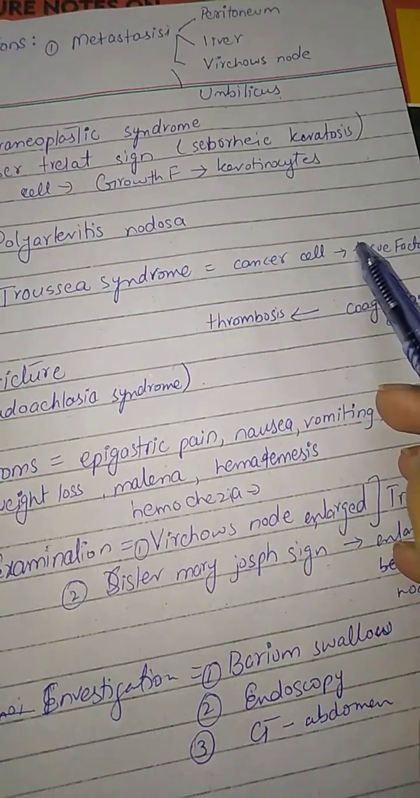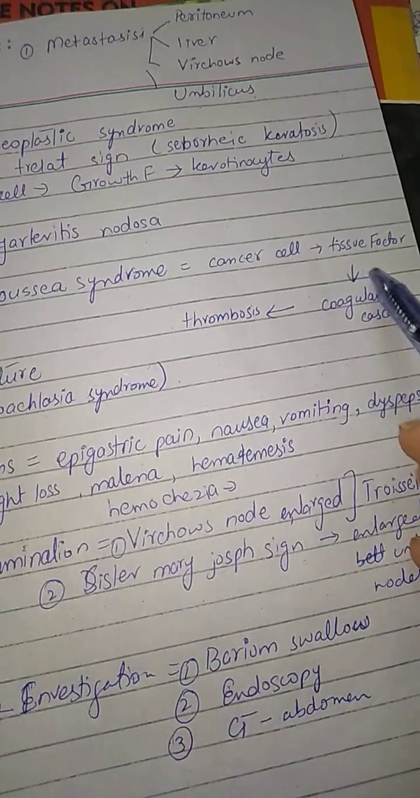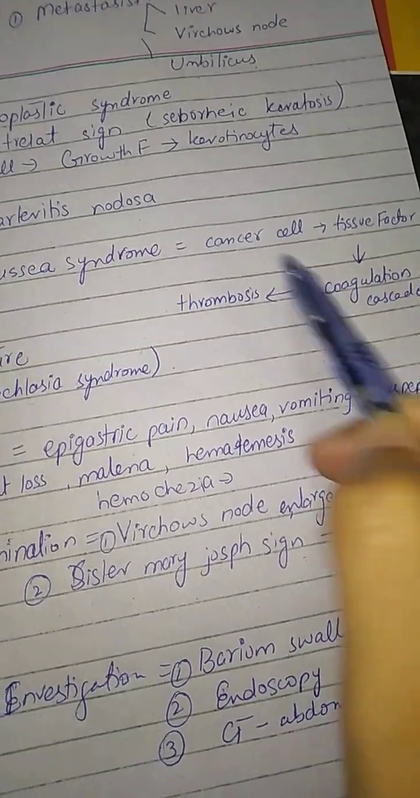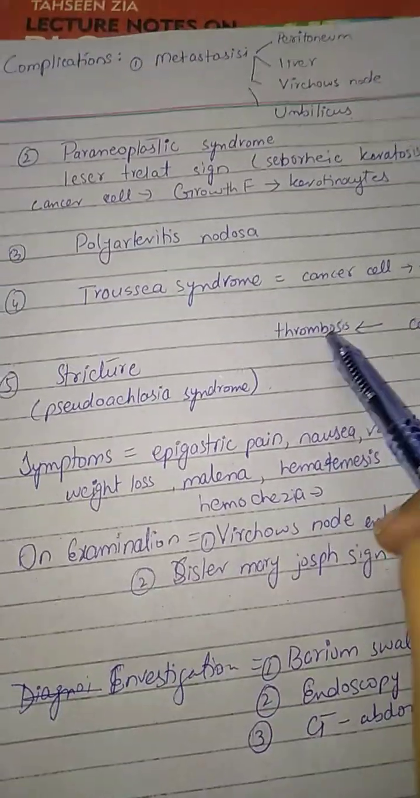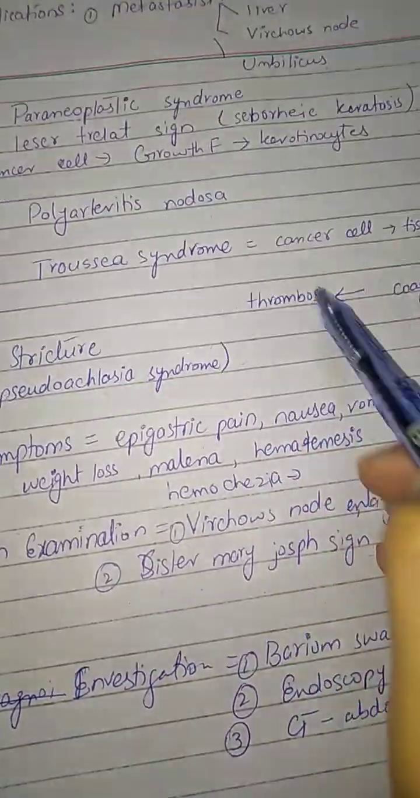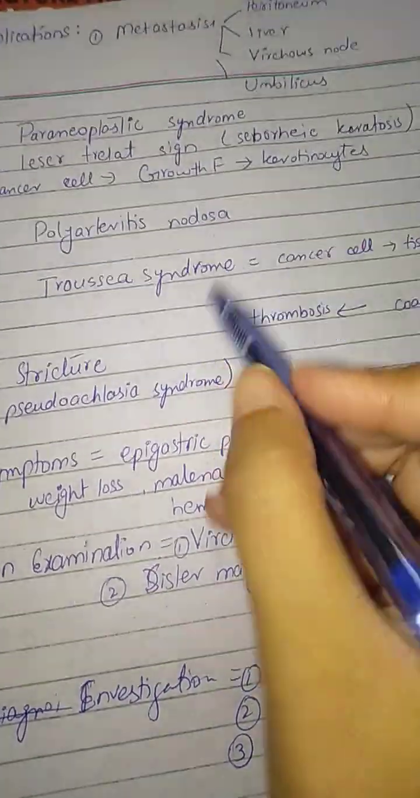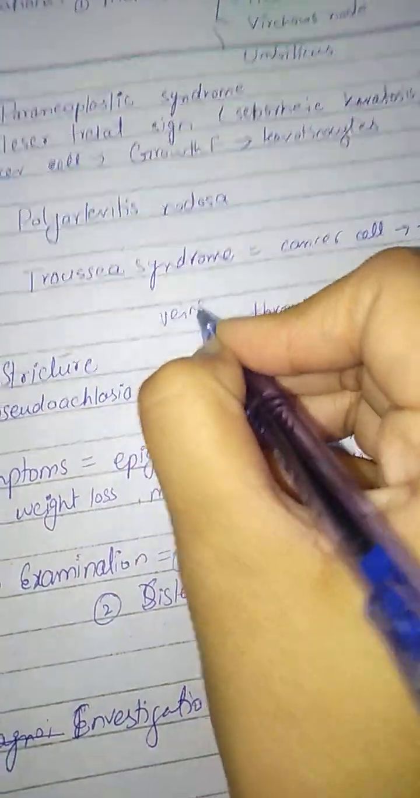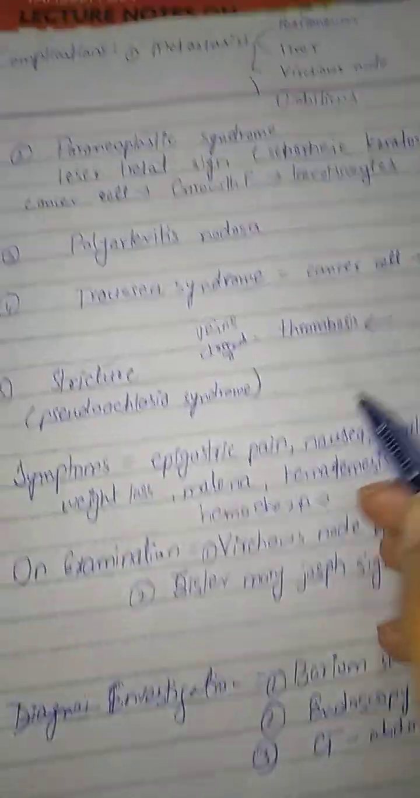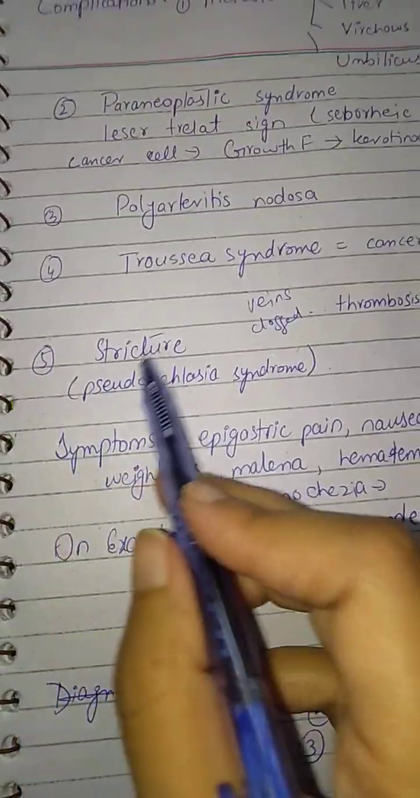Cancer cells will stimulate the tissue factor and it will start a coagulation cascade leading to thrombosis. There is migratory thrombosis, which means that all the veins will be clogged up with clots or thrombosis. Okay, fifth one is the stricture.